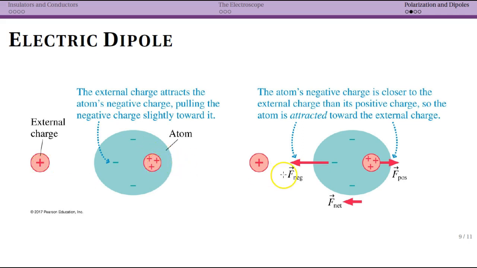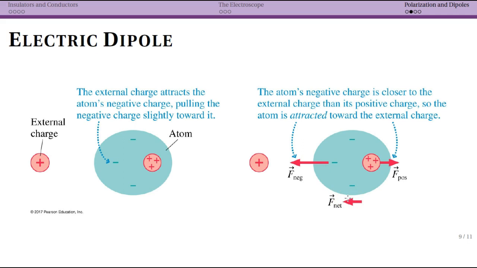What that means is that again you have a net force. Because the negative electron cloud is closer than the nucleus, you actually have a slightly larger attractive force than you have a repulsive force. So you have a net force that is attractive.